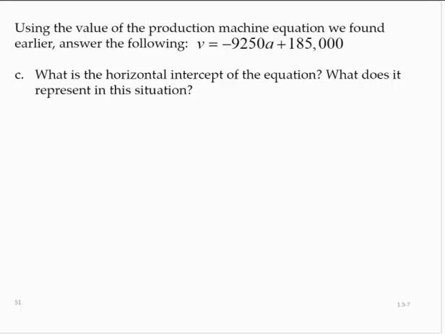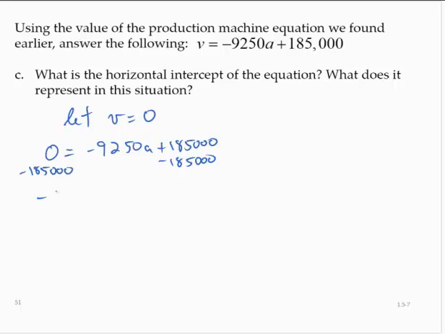What is the horizontal intercept of the equation, and what does it represent in the situation? All right, so remember, for the horizontal intercept, you let the y value equal 0. We don't have y, we have V. So we will let V equal 0. So then we would have 0 is equal to negative 9,250a plus 185,000. Subtracting the 185,000 from both sides, then we would have negative 185,000 is equal to negative 9,250a, and dividing through by negative 9,250.